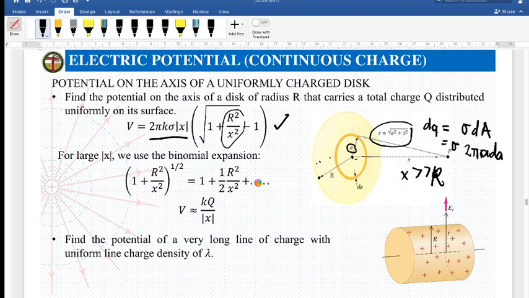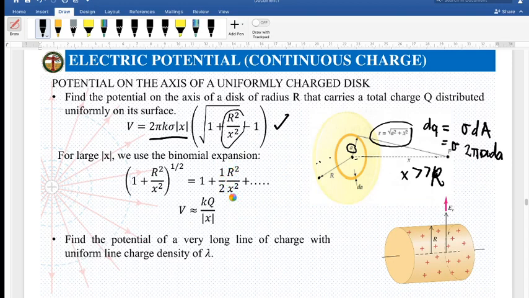Okay, so if you continue, the remaining terms, 3/4 and so on, are very small, with r to the fourth and so on. So we just have to get the first two terms, and we replace the square root of this one by 1 plus 1 half r squared over x squared. So this will cancel out 1, so what's left is 1 half r squared over x squared, right?